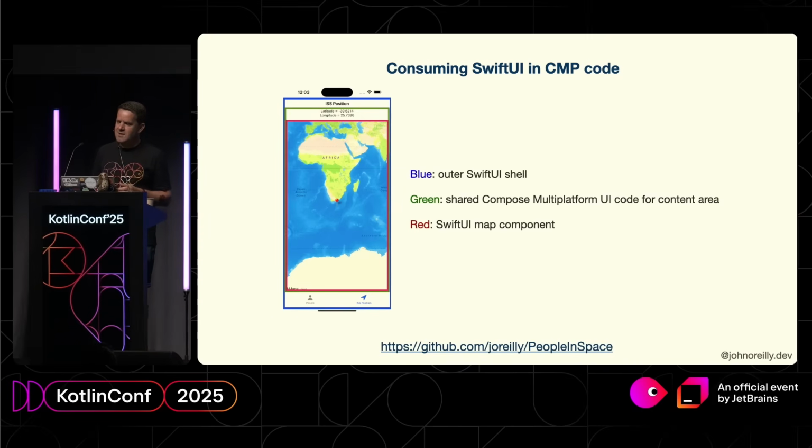So I'm going to illustrate this using this example from the People in Space CMP sample, where we're showing the position of the International Space Station in a SwiftUI map. Here we have an outer SwiftUI shell that basically just includes a title bar. That in turn uses Compose for the content area, which in turn is using SwiftUI for the map. This is somewhat of a contrived example, but is designed to hopefully clearly illustrate the various moving parts needed to support this type of interop.